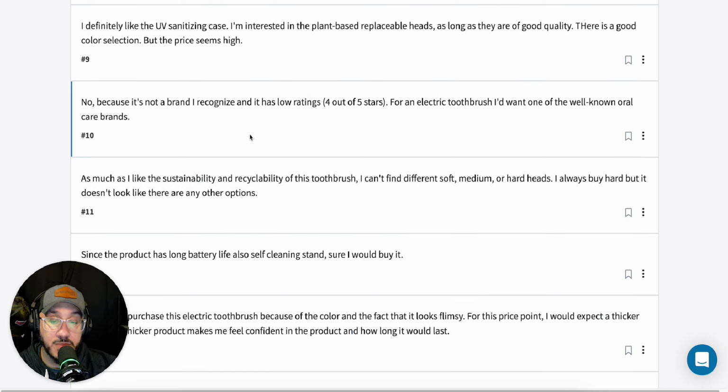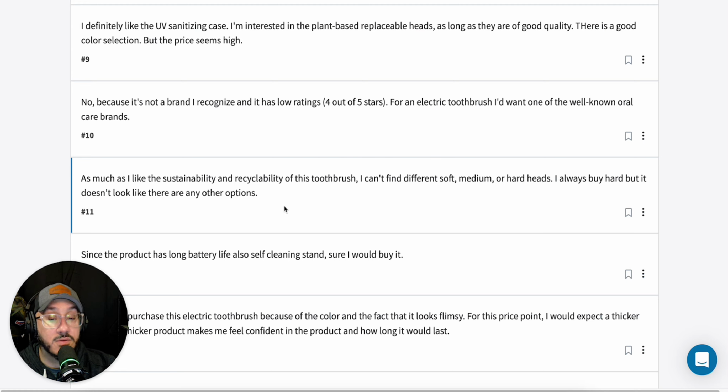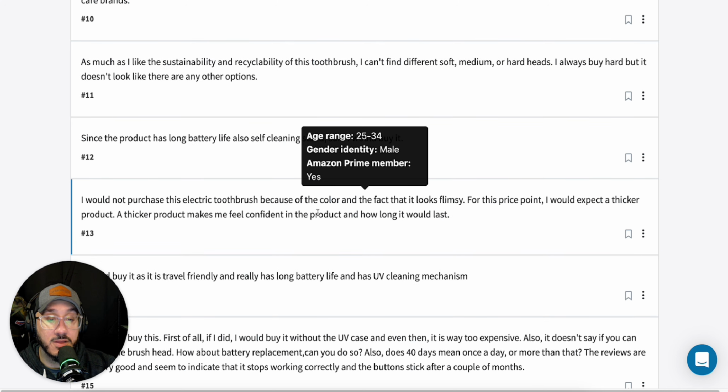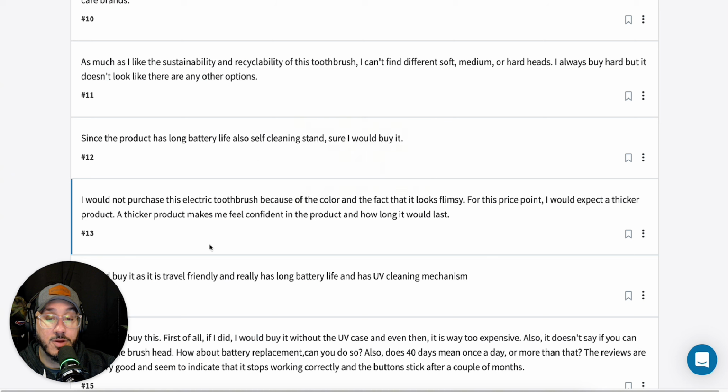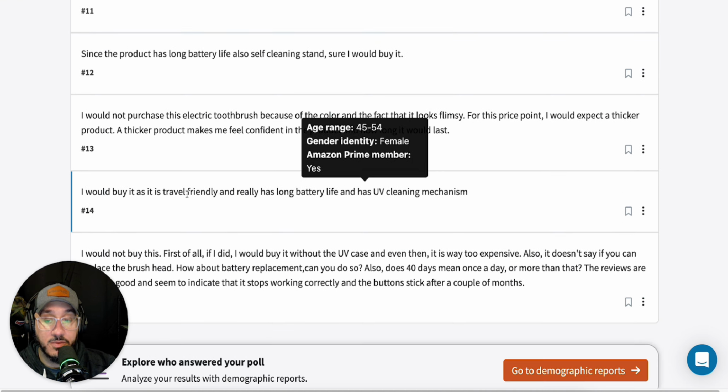Makes sense. So it seems like price and brand awareness aren't connected. As much as I like it, I can't find different soft, medium, or hard heads. I always buy hard, but it doesn't look like there are any of these options. Okay, I would not purchase it because of the color and the fact it looks flimsy. For this price point, I would expect a thicker product. A thicker product makes me feel confident in the product and how long it would last. This one likes that it's travel friendly.